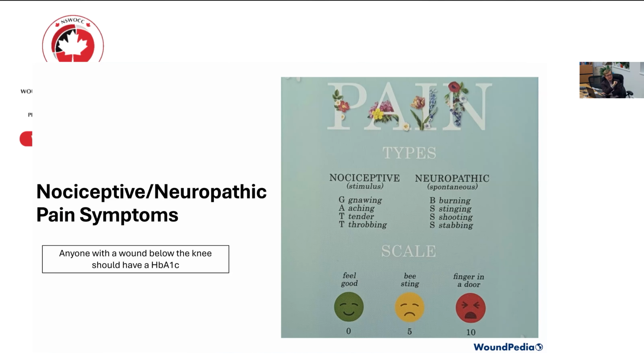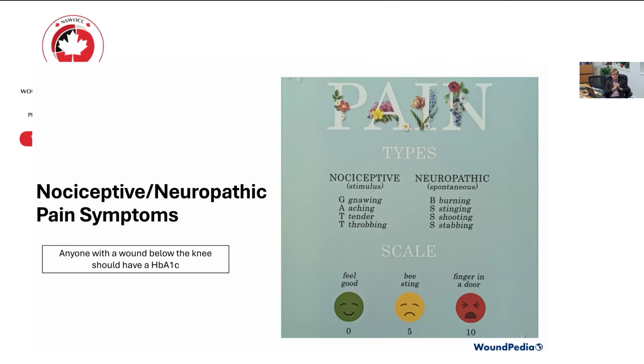Nociceptive and neuropathic pain. And patients with pain deserve treatment. I favor the 11 unit numeric rating scale. 0 is no pain. 10 is like slamming your thumb on the car door, and 5 is a bee sting. And most people can live with the 3 to 4.